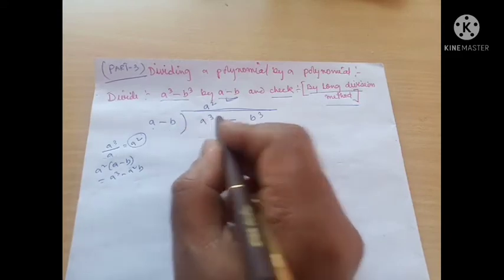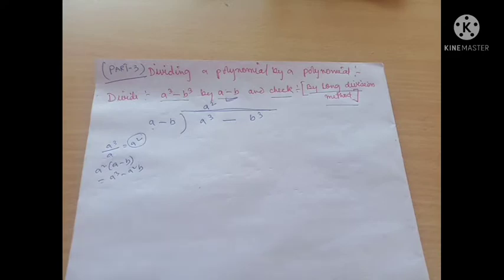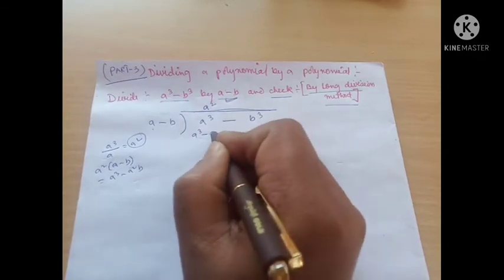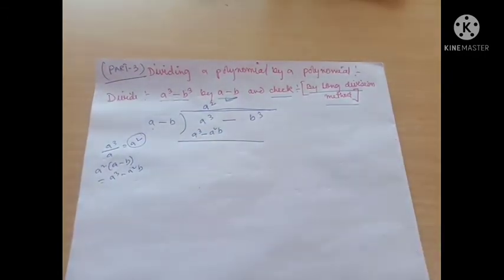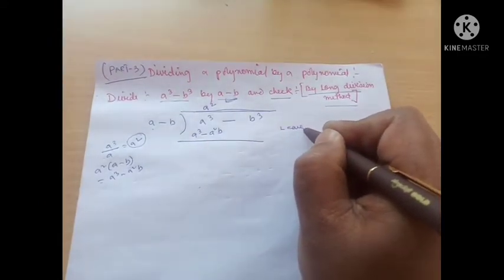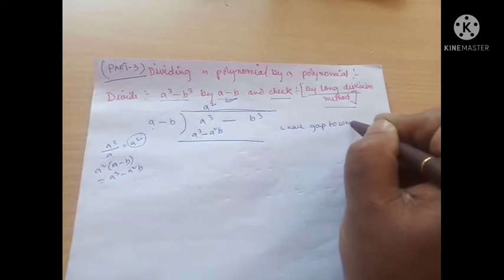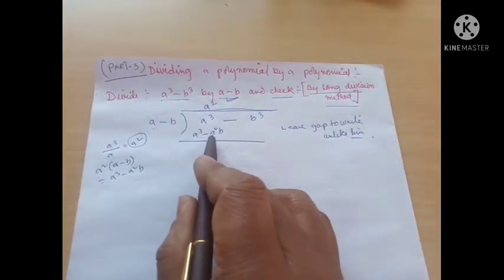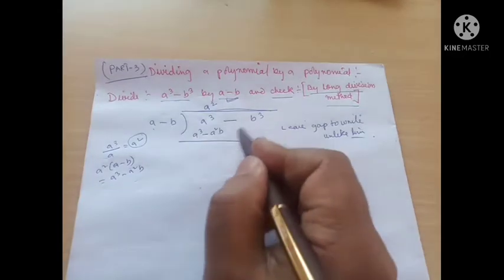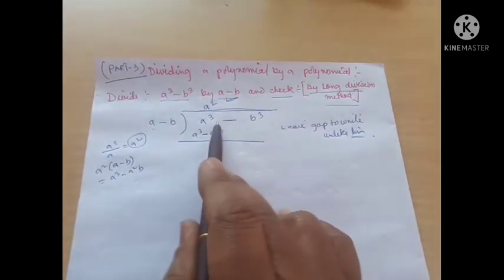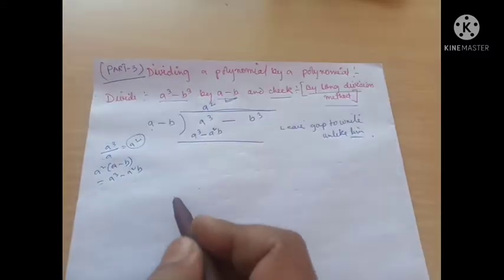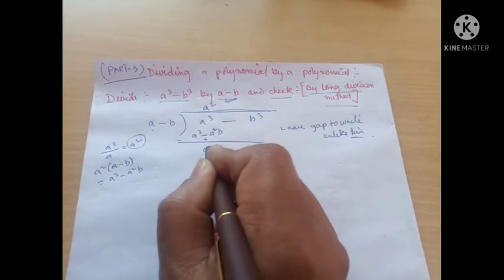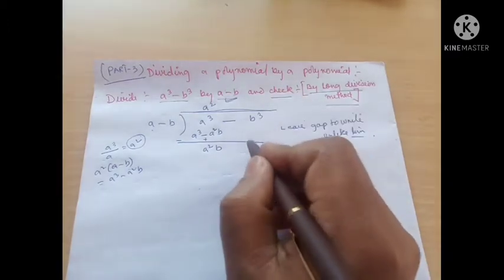So in this case we have to leave a gap to write the unlike terms. Here comes a cube minus a square b. We leave a gap to write the unlike term, because a square b is not like a b cube. These two are not like terms, so we have to put the gap here. Here comes minus, this will be 0. Here comes minus, this will become plus a square b. Put down minus b cube.